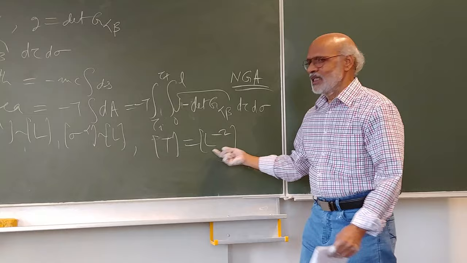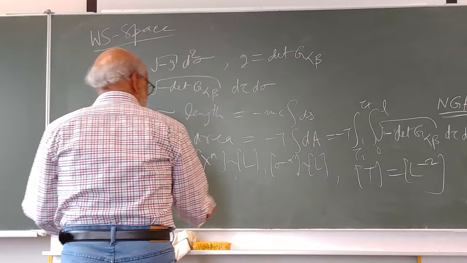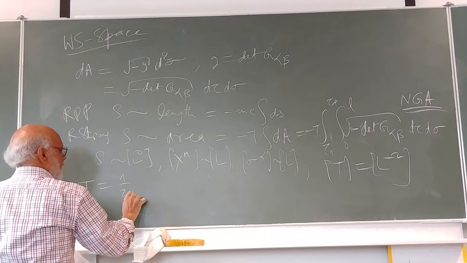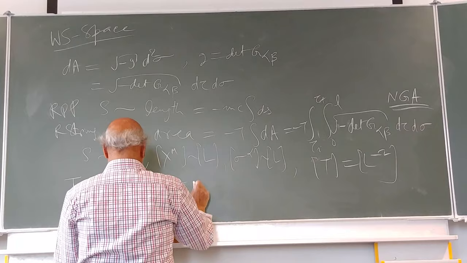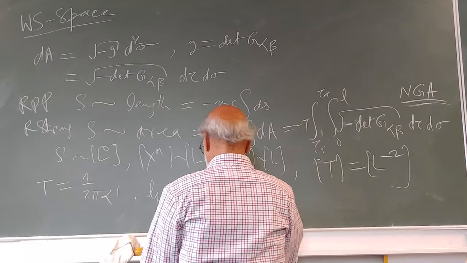Okay, so this t is called the string tension. It is defined by 1 over twice pi alpha prime. Typical string length is twice pi square root of alpha prime.